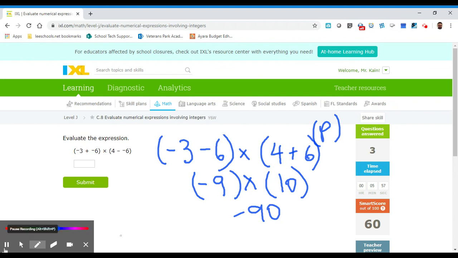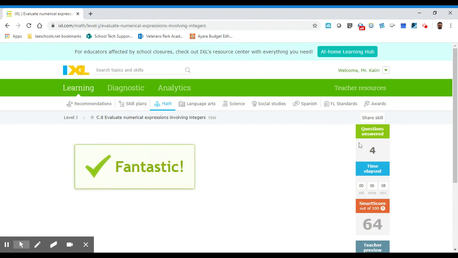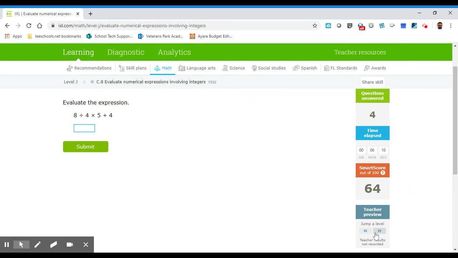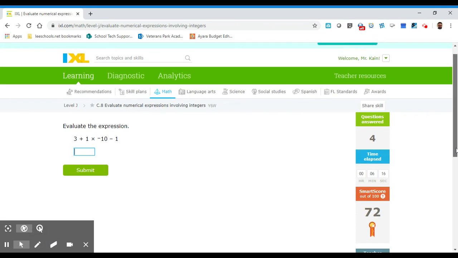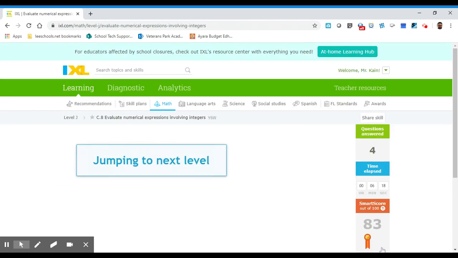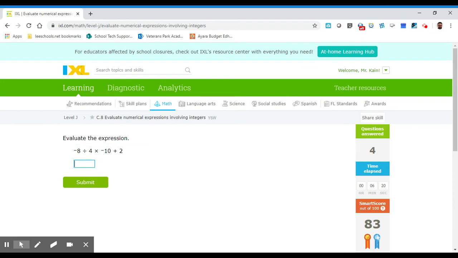Okay, jump up again. What do we have? 72. Okay, 72. I think this one is doable. Let's go up another level. All right, here we go.